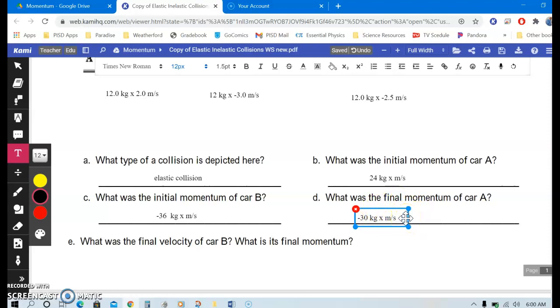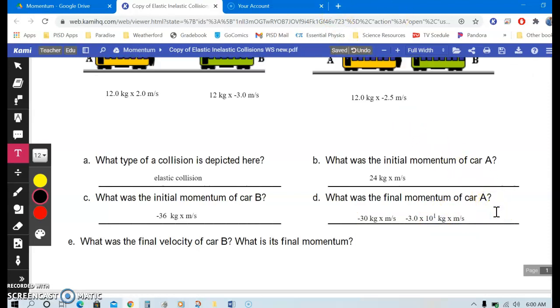Now, technically, that's not 2 sig digs, so the best answer would be, if you made that, negative 3.0 times 10 to the first power kilograms times meters per second. All right, so this would be the best answer there, because then you would have the right sig digs.